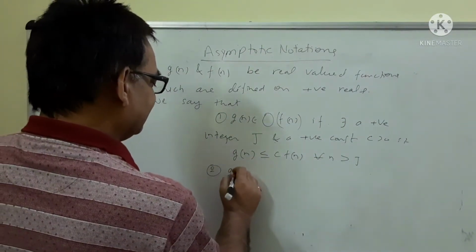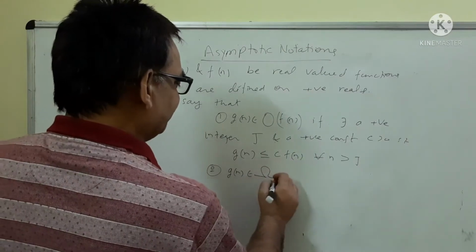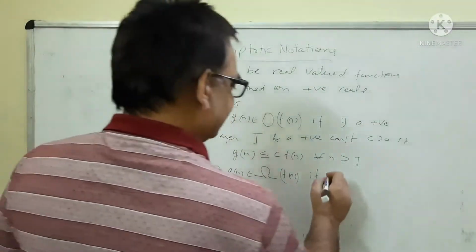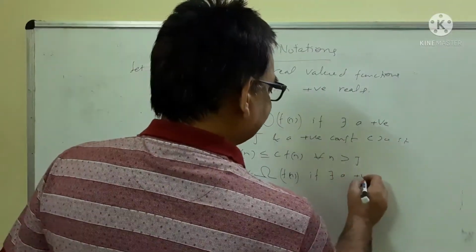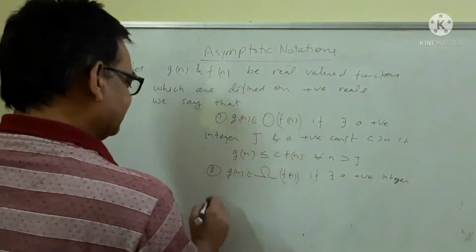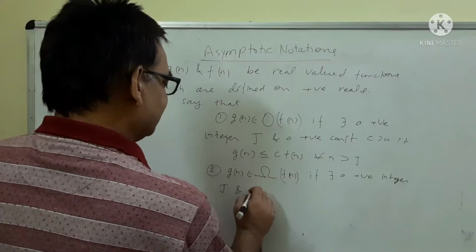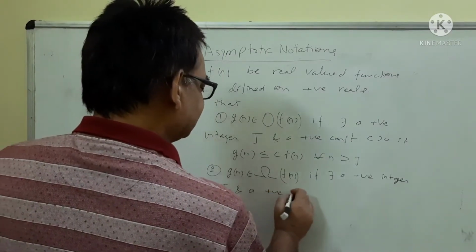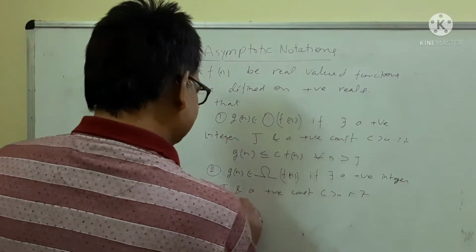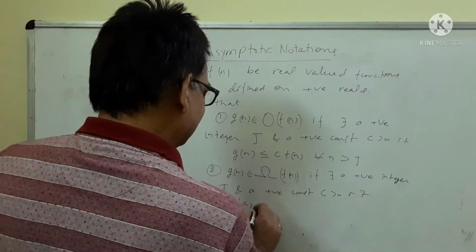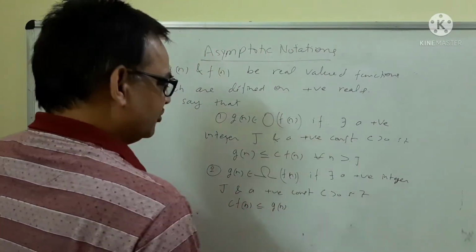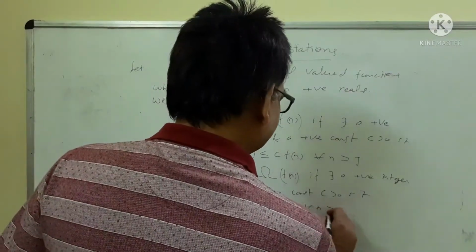Number 2, Gn belongs to big omega Fn if there exists a positive integer j and a positive constant c such that c times Fn is less than or equal to Gn for every n greater than j.